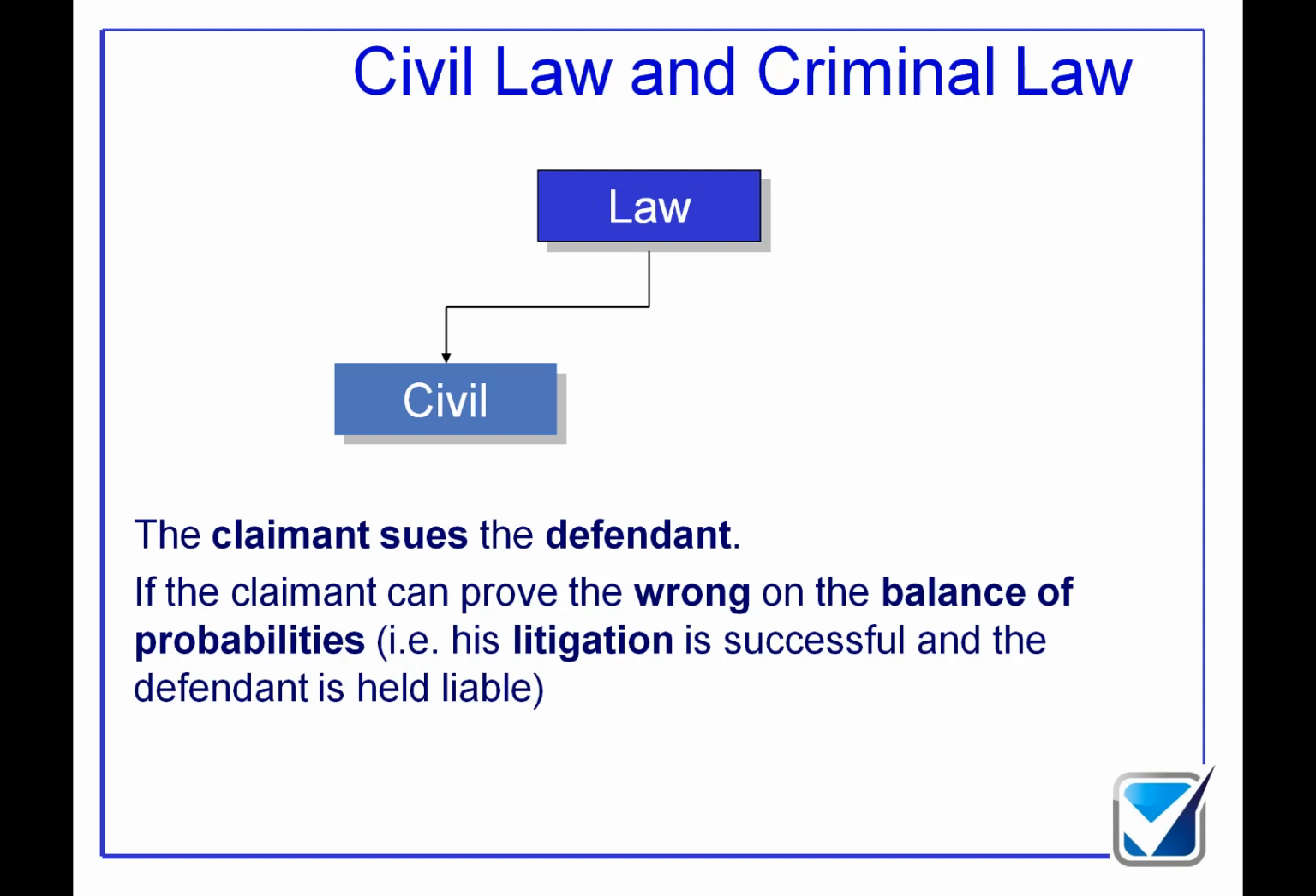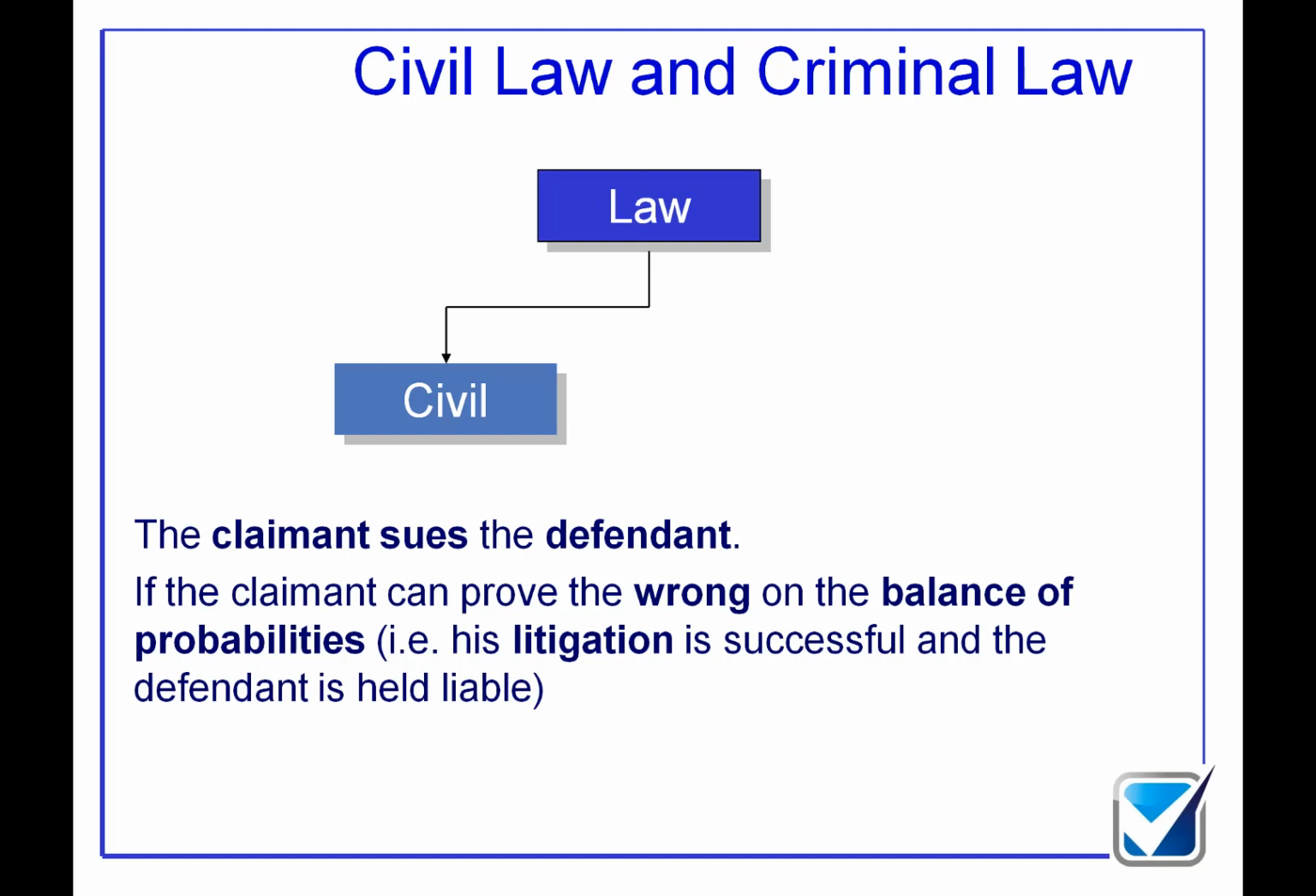Now, this is not punishment. The objective here is compensation. It's damages. Therefore, we do not need to prove this beyond reasonable doubt. We only need to prove this on the balance of probabilities. That is a key difference.